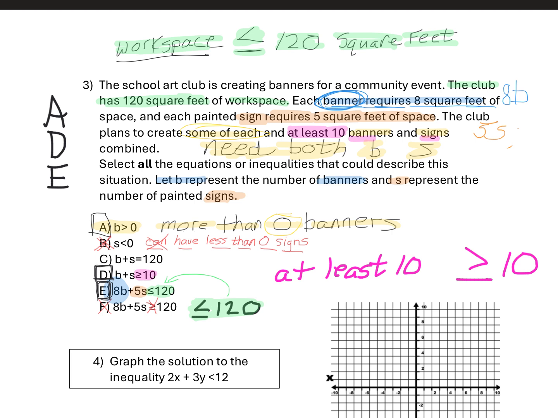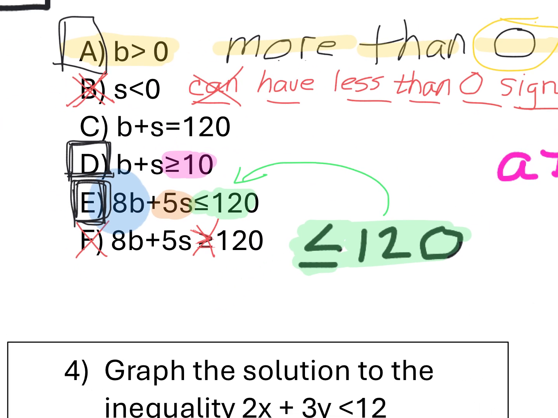So number 3 has the 3 responses that are correct of A, D, and E, because C is not going to be correct because the inequality is less than or equal to 120, not equal to. So C is not going to be correct either, because C is saying they would have exactly 120 banners and signs, and it's actually going to be at least 10.